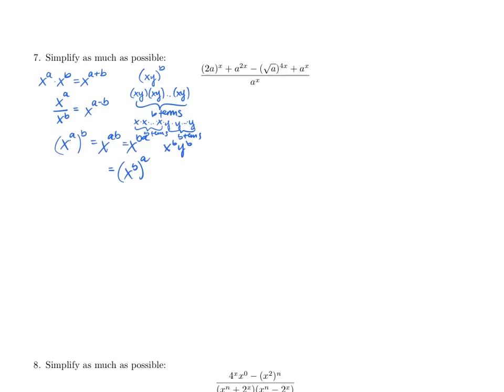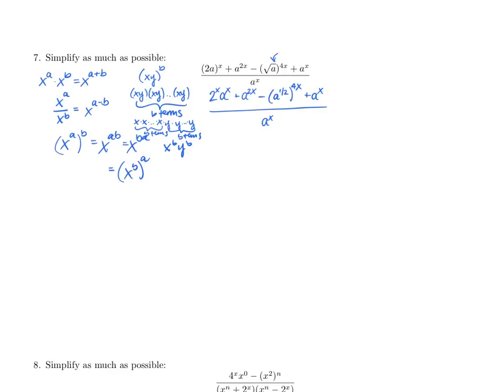For us, this means that 2 and a, those are the two terms in the product, can be written as 2 to the x times a to the x. I'm going to totally leave a to the 2x alone. That looks pretty simplified to me. I now subtract, and I want to restate the square root of a as a power of a, so that's a to the 1/2, to the 4x, plus a to the x, all of that over a to the x.